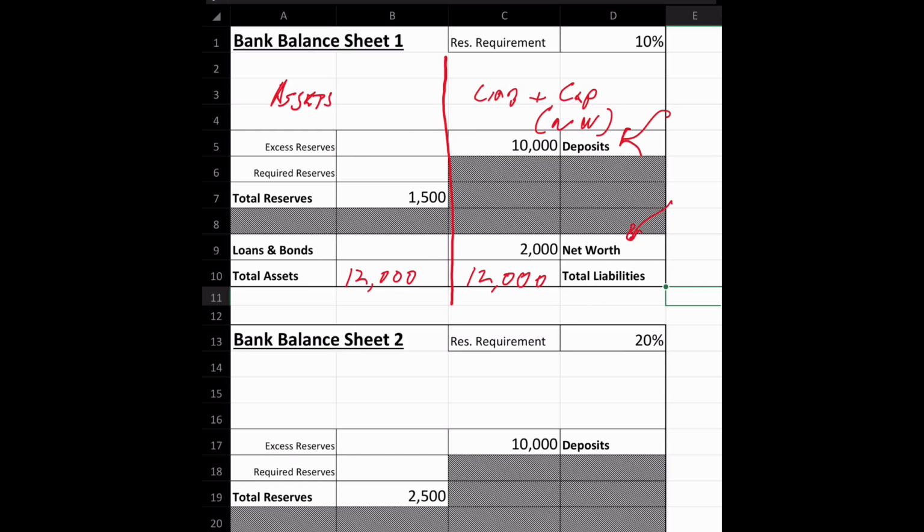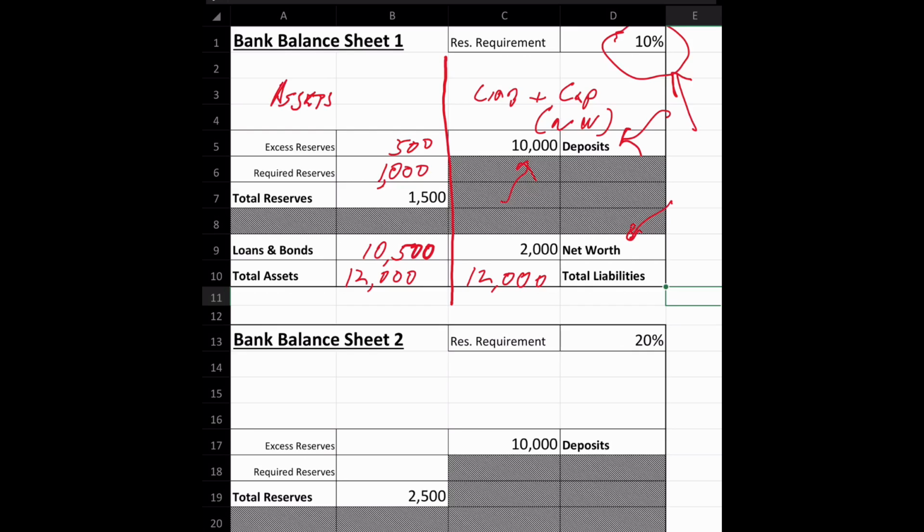Now, for this particular government, there's 10% required reserves, which means they have to hold 10% of deposits back in the vault. So the required reserves, 10% of $10,000, is going to be $1,000. Okay, but they're holding $1,500 in the vault right now, so that means they've got $500 that's in excess of the required reserves. Now they could take this $500 and loan it to somebody, but right now they're just holding it. Now what's left over here is obviously in loans or bonds, and we'll talk about bonds later.